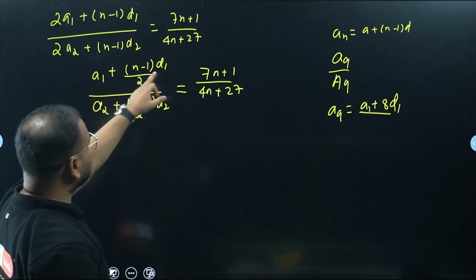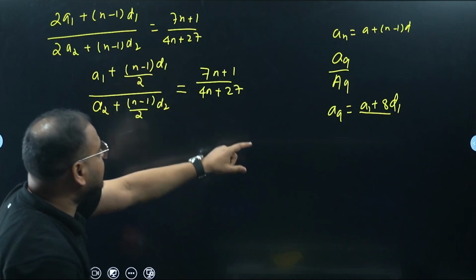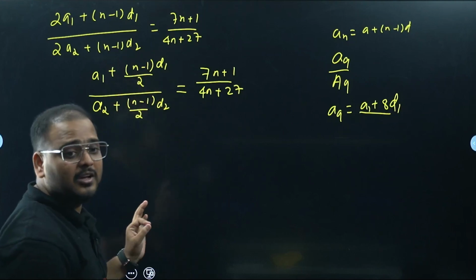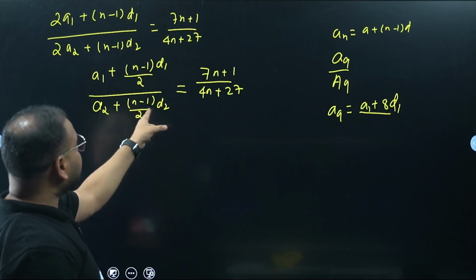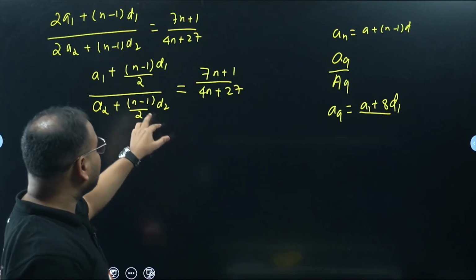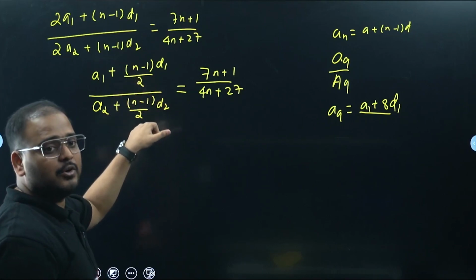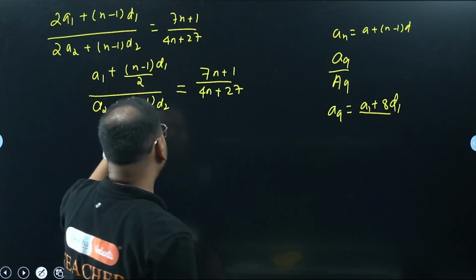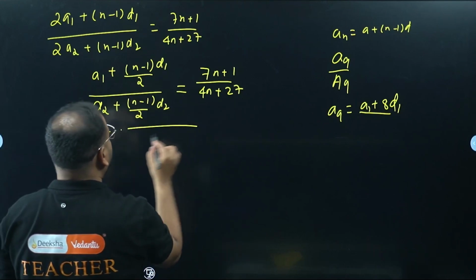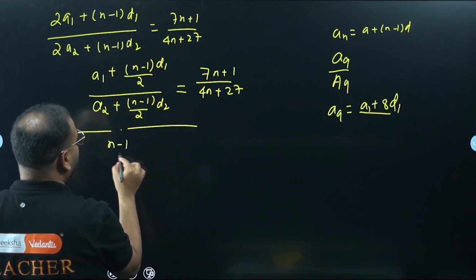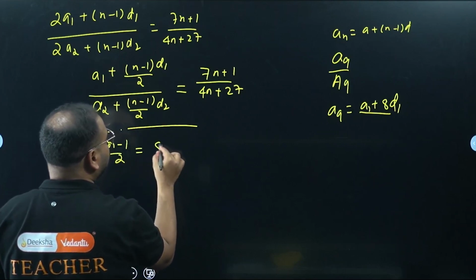A1 is there, D1 is there, but instead of 8, I have N minus 1 by 2. Same way, A2 plus 8D2 should come. So I have this instead of 8. So it means this should be what? If you compare that with that, I get that N minus 1 upon 2 should be nothing but 8.